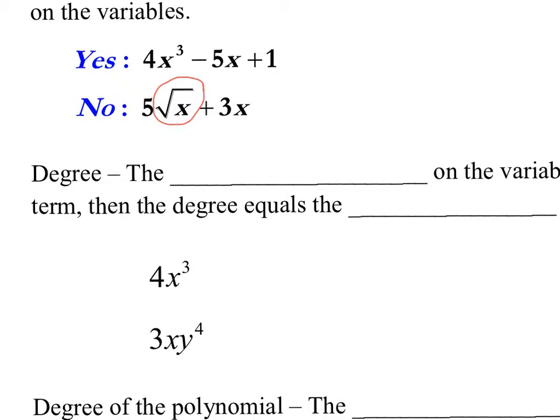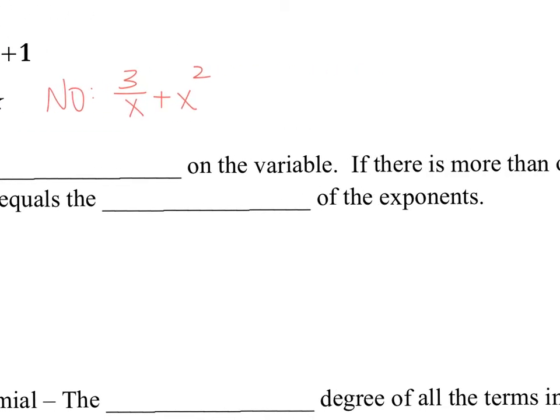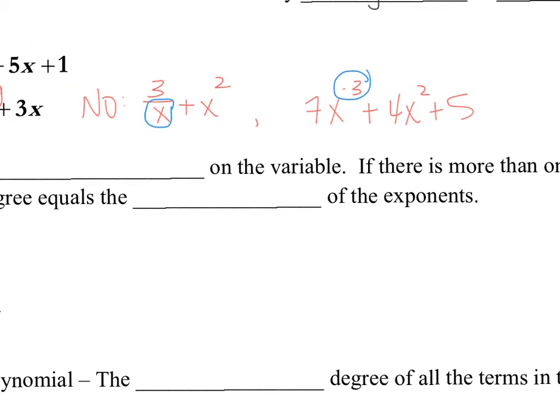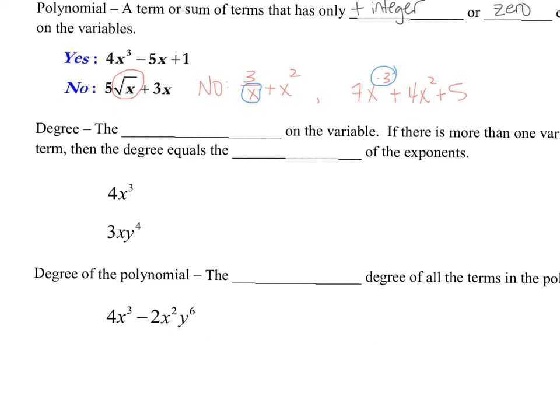I'll give you a couple other examples of no's. One of them would be like 3 over x plus x squared. That's because the x is in the denominator. Another example would be having a different negative exponent. So I could have something like 7x to the negative 3 plus 4x squared plus 5 or something like that. The fact that the negative 3 is there makes it not a polynomial, and the fact that this is an x in the denominator makes it not a polynomial. So a couple of things to be looking for that makes something a polynomial and something not, okay?